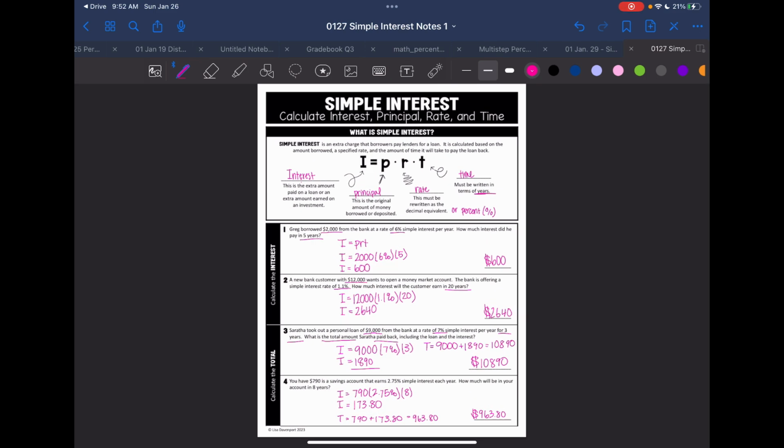So, for every single problem you're going to have to do, you have to find the principal, which is the original amount that you're starting with, that you borrow or that you have in an account. You have to find the rate, and again, you can either use the rate as a decimal or a percent. Then you need to have the time, and that has to be in years. Multiply all this together and you get your interest.